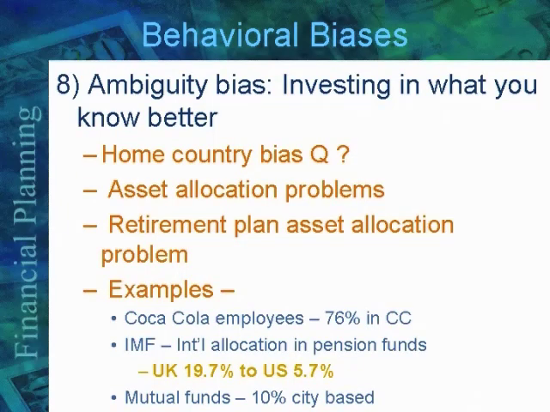I think I'm going to go over 5. I hope you don't have too many problems with that, but I'll try and speed it up. We like to invest in things we know. Familiarity bias is the opposite of ambiguity bias.